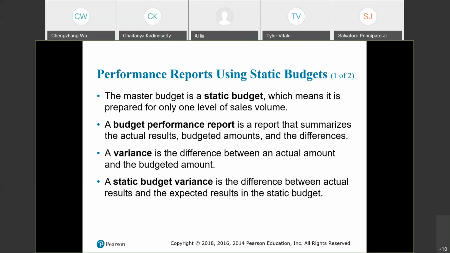And next, a budget performance report. As I said, the usage of budget is for managers to make comparison between performance.